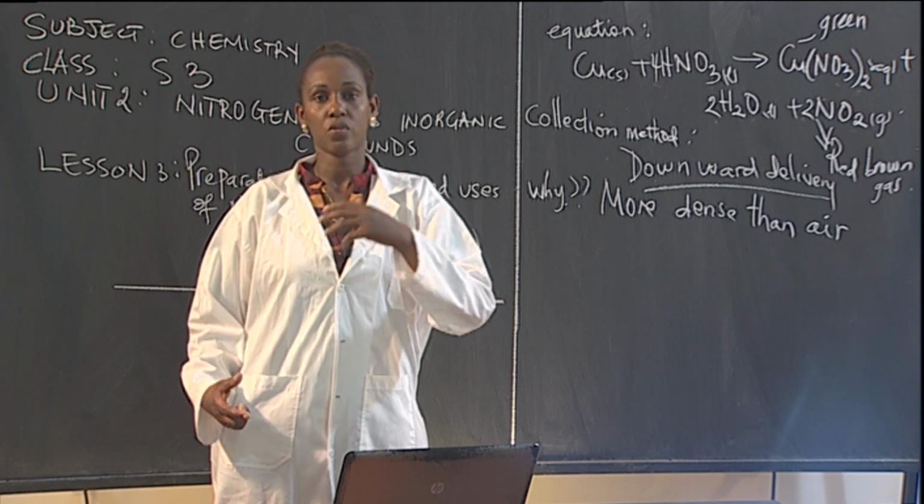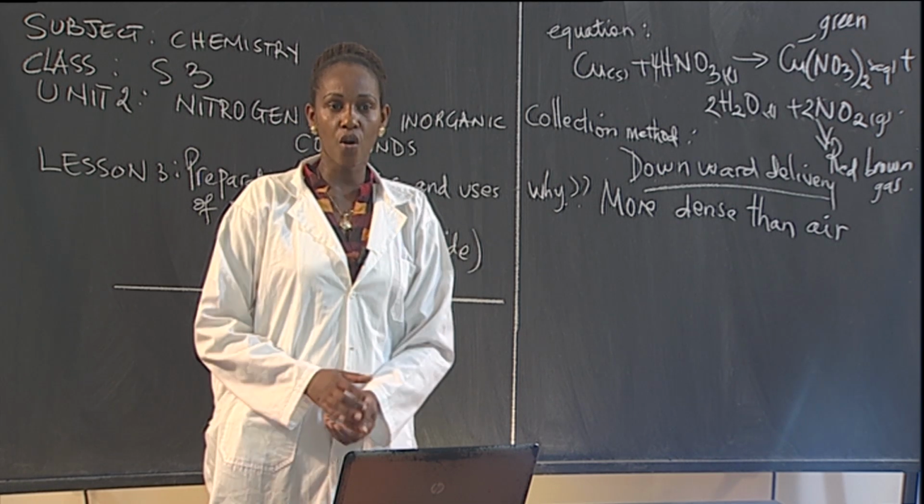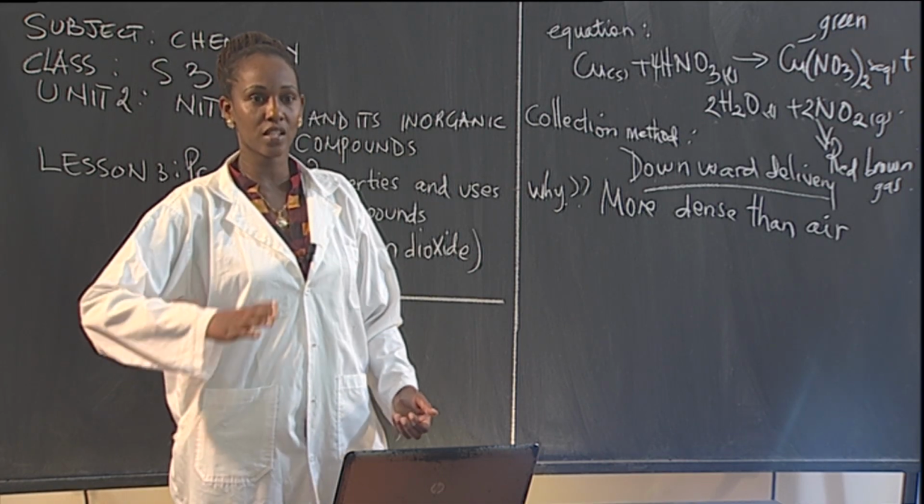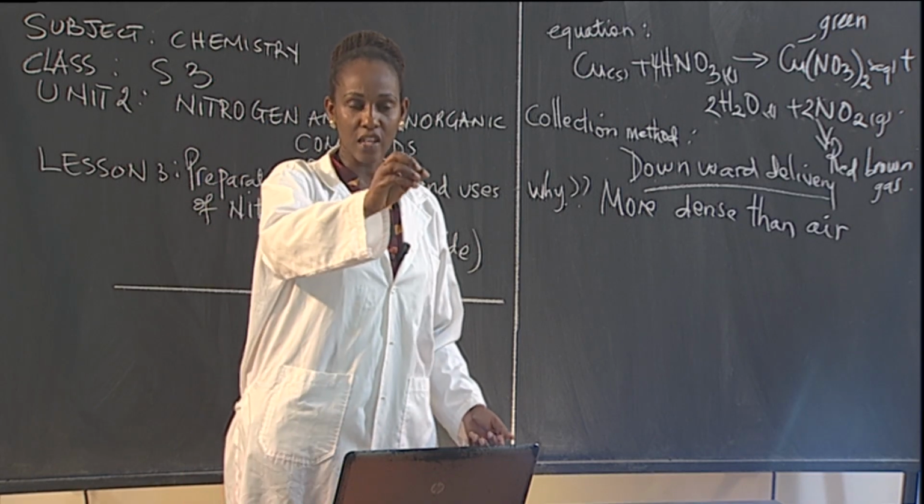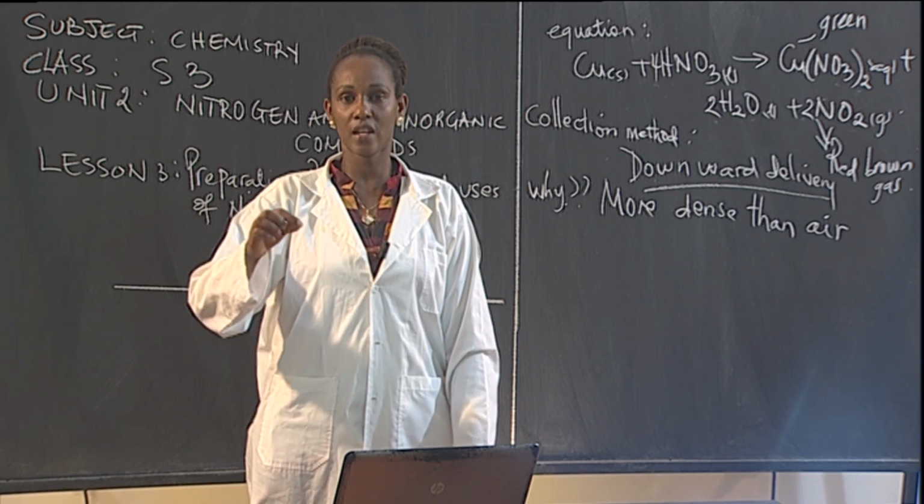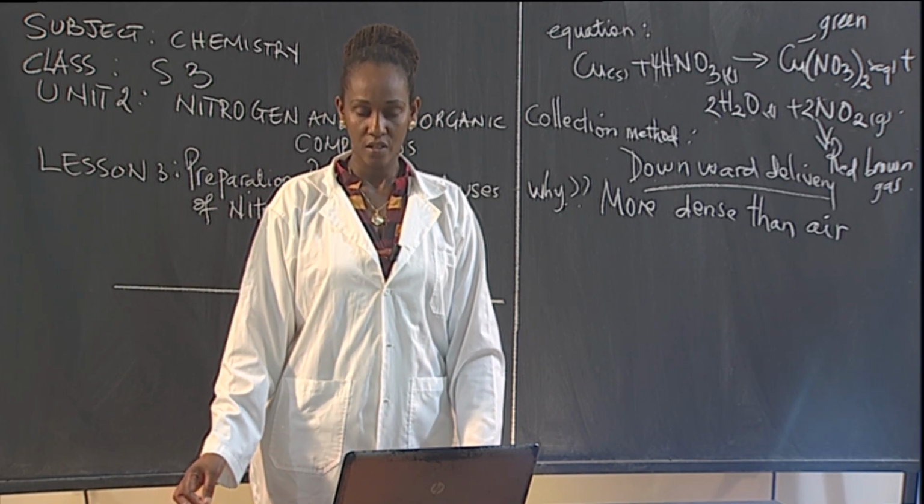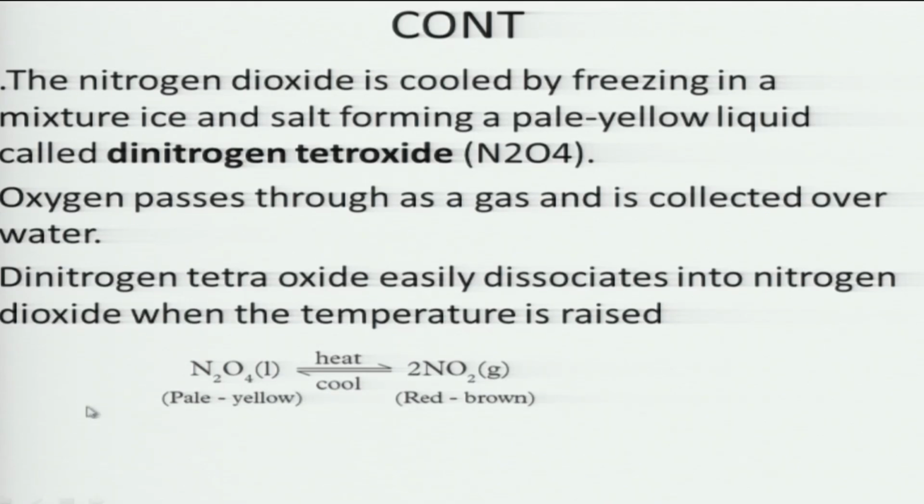When you cool the gas, or you apply ice and salt to cool it, oxygen is just given off, or collected over water because it is insoluble in water. But nitrogen dioxide, when you cool it, forms dinitrogen tetroxide. All right? So when it forms dinitrogen tetroxide, as in the equation here, this one can easily dissociate back into nitrogen dioxide when you just raise the temperature.